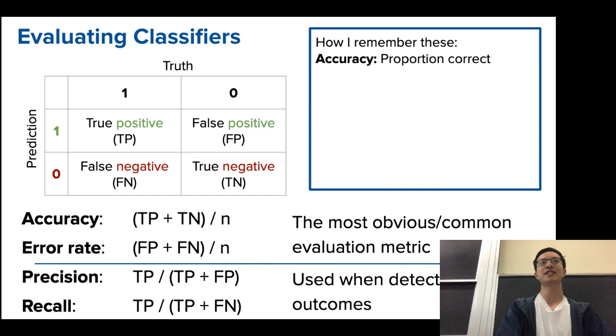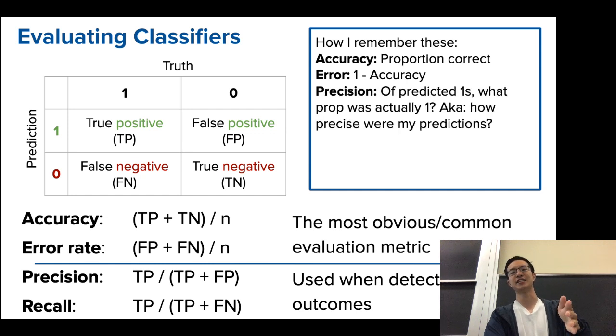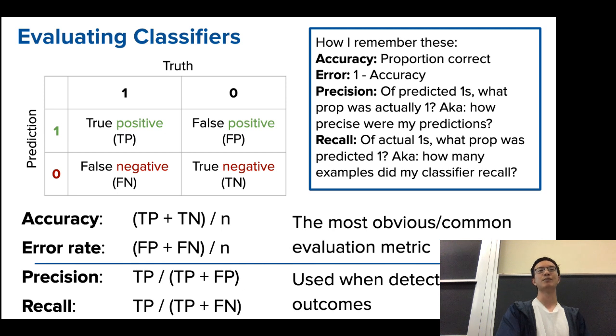Okay, so accuracy I remember as just the proportion correct. Error is the proportion incorrect, or 1 minus the accuracy. The precision I remember as, of the predicted ones, what proportion was actually 1, or how precise are my predictions. For recall, I remember it as, of the actual ones, how many were predicted 1, which essentially is how many examples did my classifier recall correctly as 1. Okay.